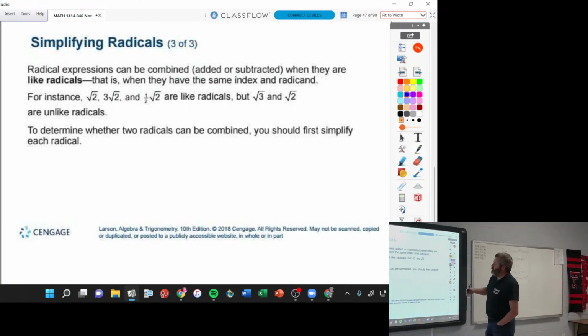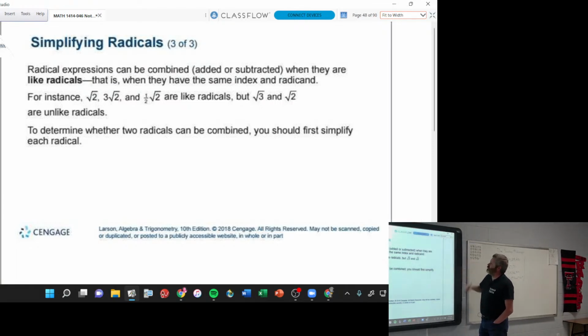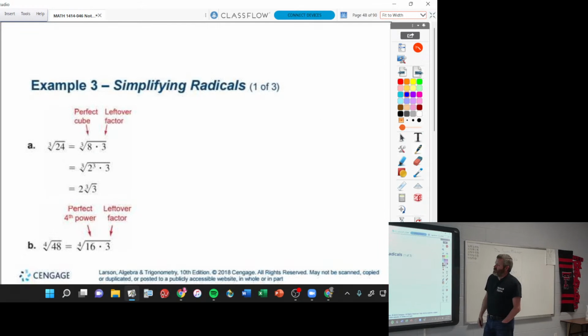To determine whether two radicals can be combined, we have to simplify first. So here's an example.